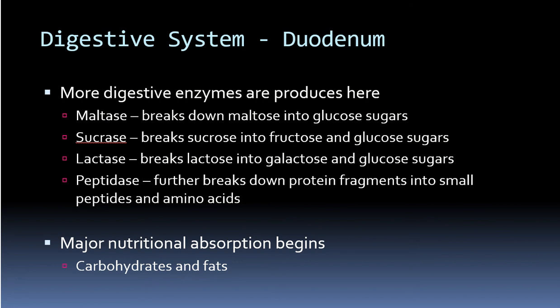Now, key about the duodenum is that this is the point where major nutritional absorption begins. Whereas in the mouth, there was a little bit of digestion. In the stomach, there is just digestion of protein material. The duodenum helps find all the pieces to help further digest everything else, and then start absorbing carbohydrates and fats, essentially the components and fragments that were broken apart. This is where absorption starts happening.